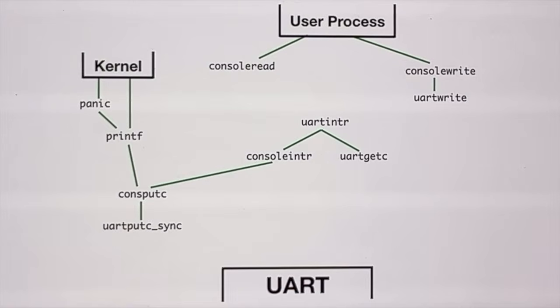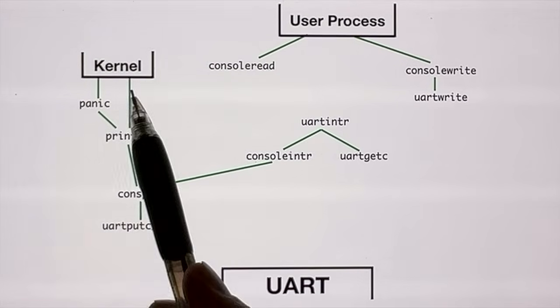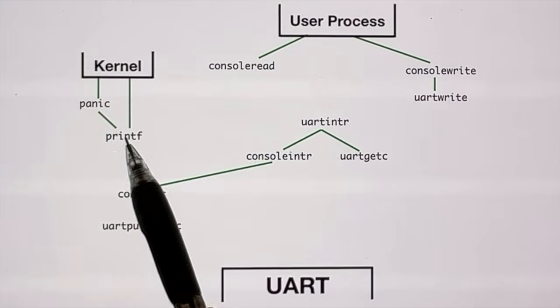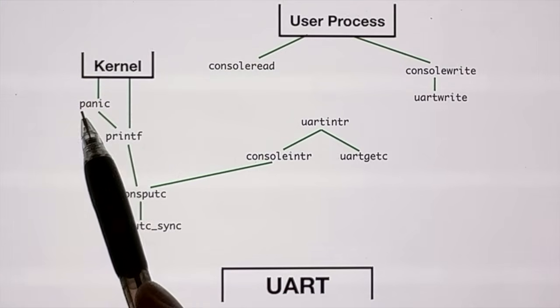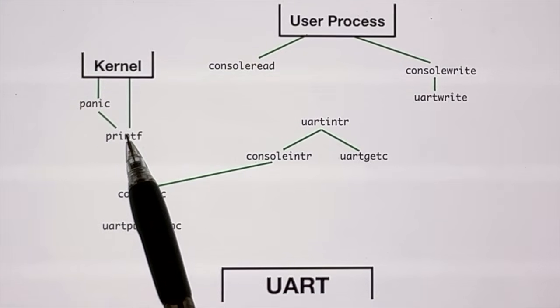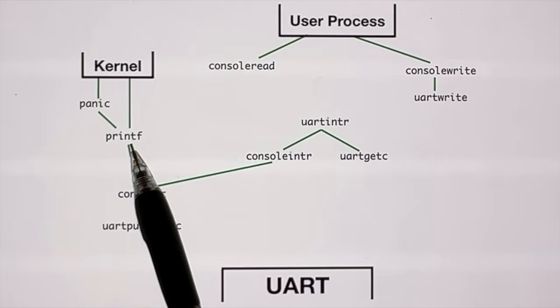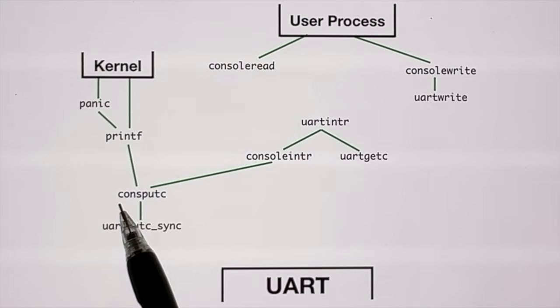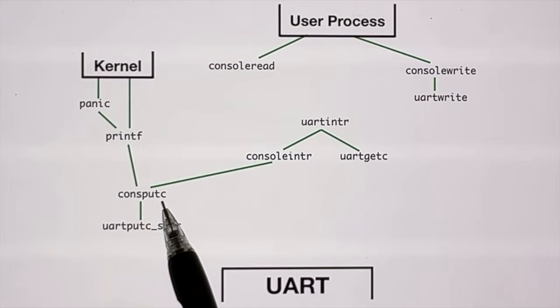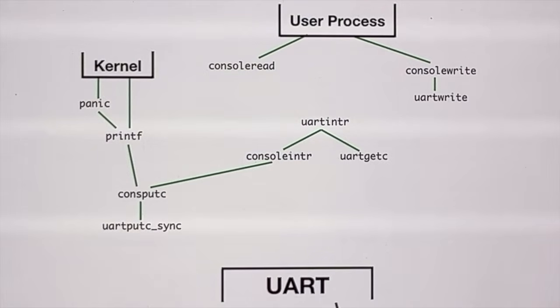Also, the kernel code may call printf to help in debugging. And if there's an error in the kernel, it'll call panic, which will also call printf to print the error message. Printf will call cons put c for each character it wants to print, and cons put c will call UART put c sync, which actually interfaces with the UART device.